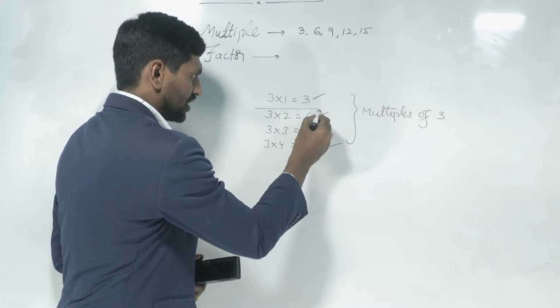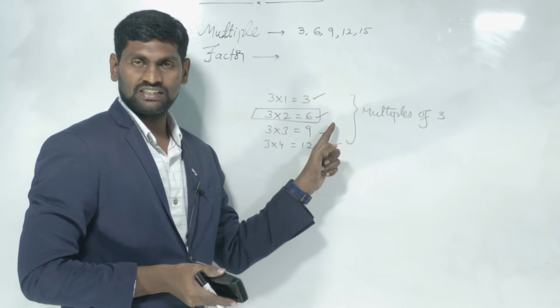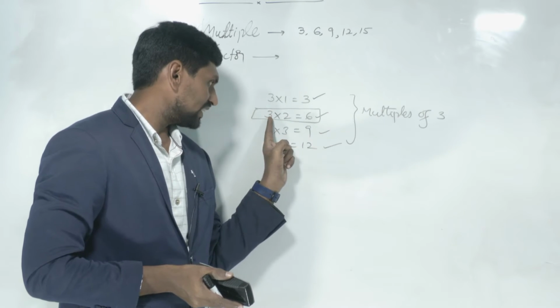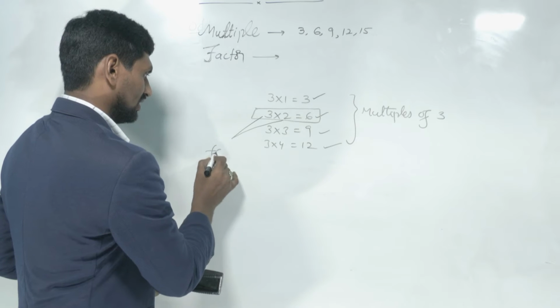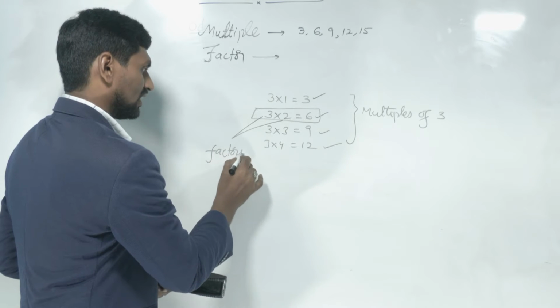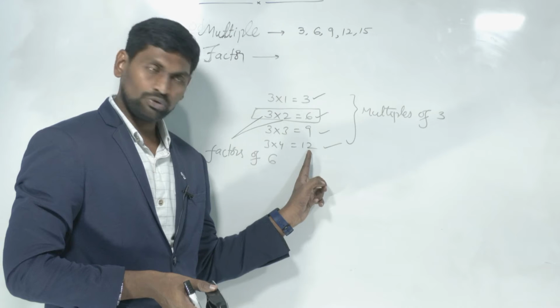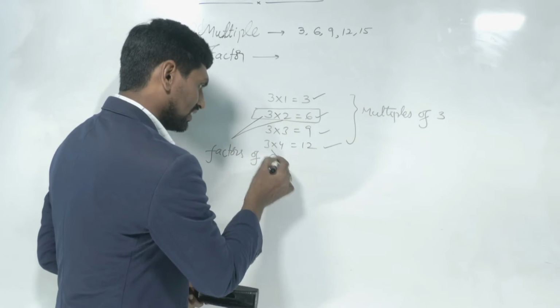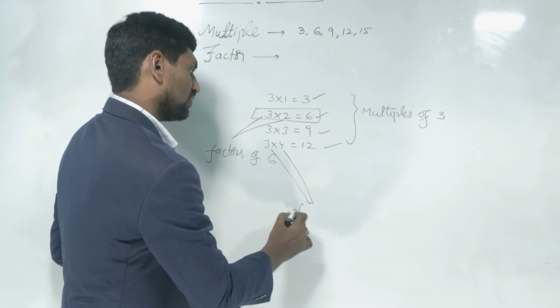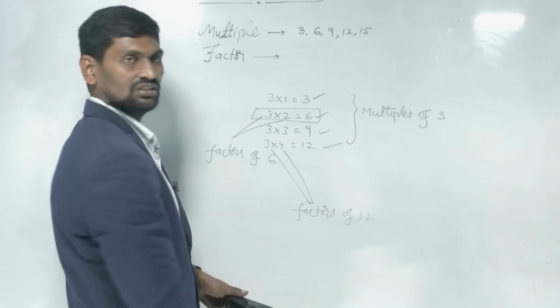Now if I take any one of them here, say 6, 3 2s are 6. So 3 and 2 are factors of what? Factors of 6. For 12, 3 4s are 12. 3 and 4 are factors of 12.